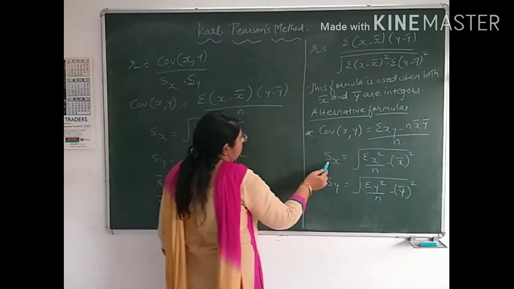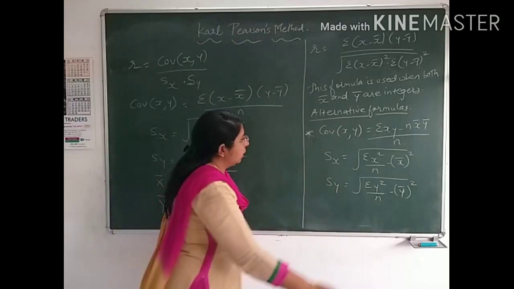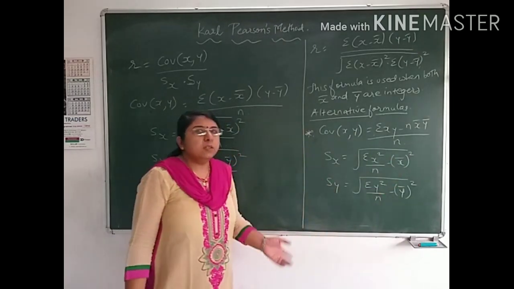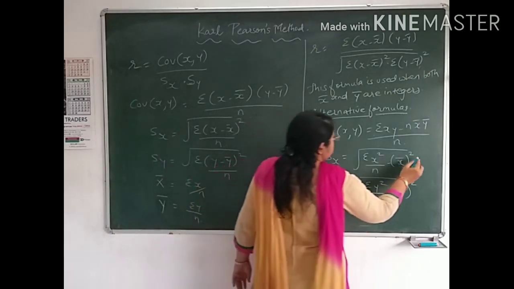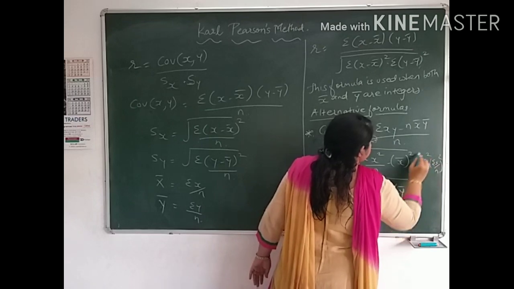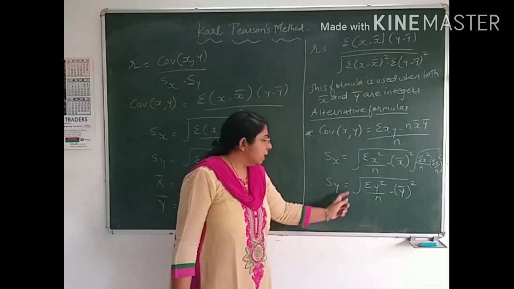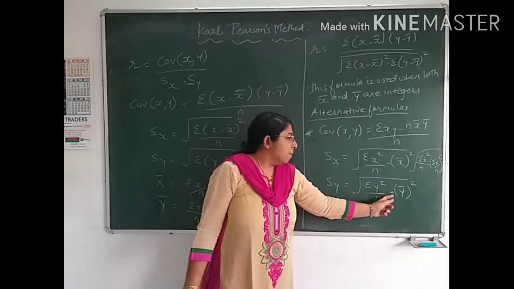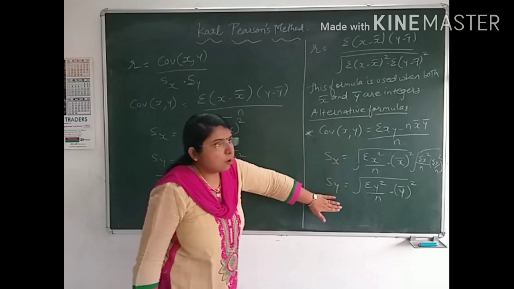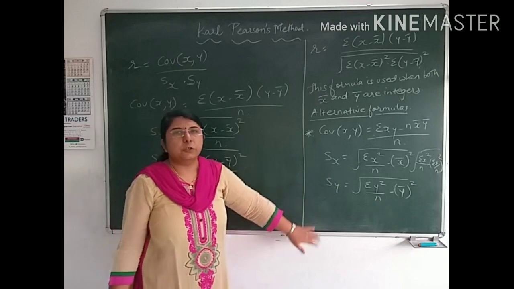The other alternative formula for standard deviation of x and standard deviation of y, which you already studied in standard 11, is under root of sigma x square upon n minus x bar whole square. You can also write it as under root of sigma x square upon n minus sigma x upon n whole square. In the same way we can find standard deviation of y, that is under root of sigma y square upon n minus y bar whole square, or sigma y upon n whole square. These two formulas you are very much familiar with from standard 11, the standard deviation of x and standard deviation of y.